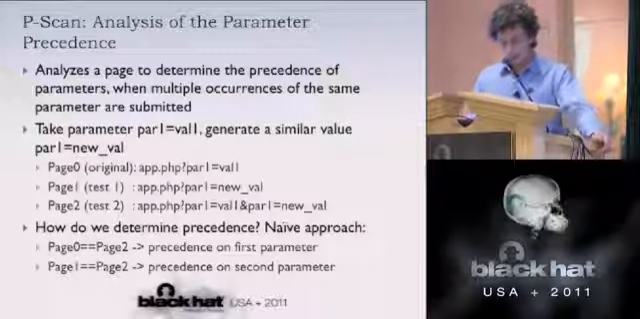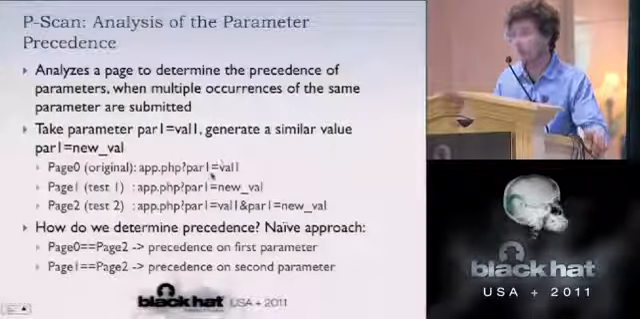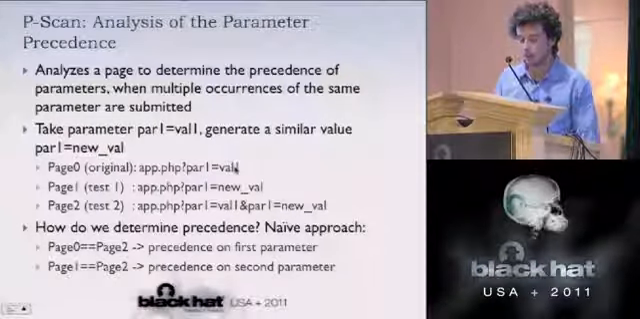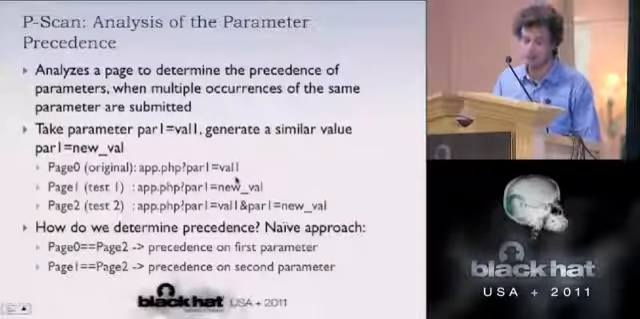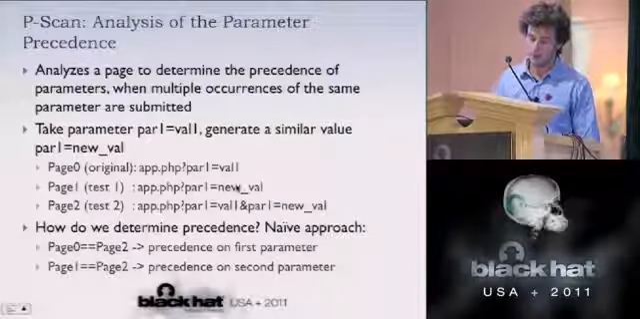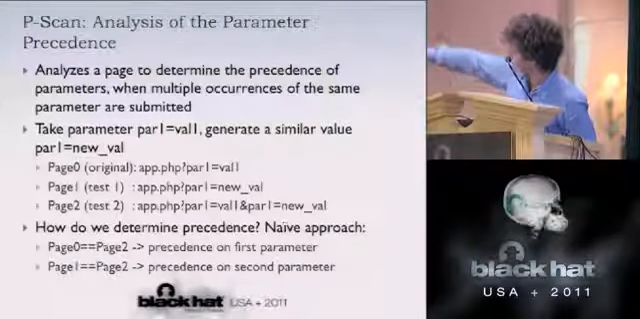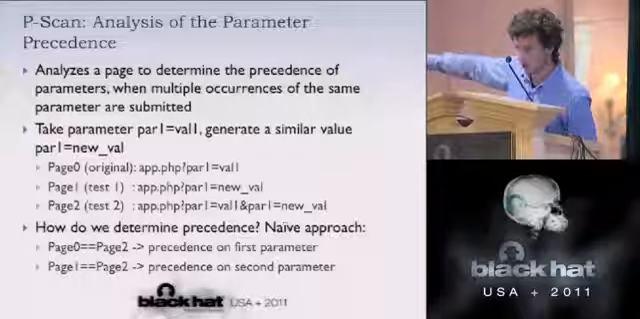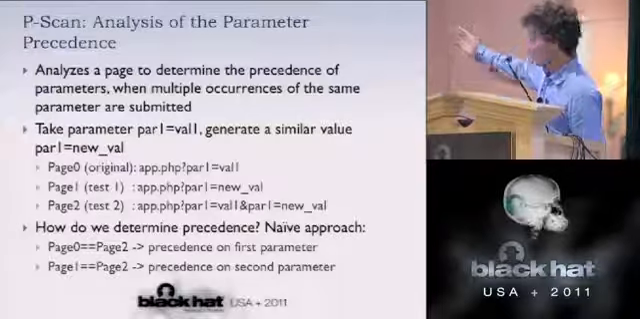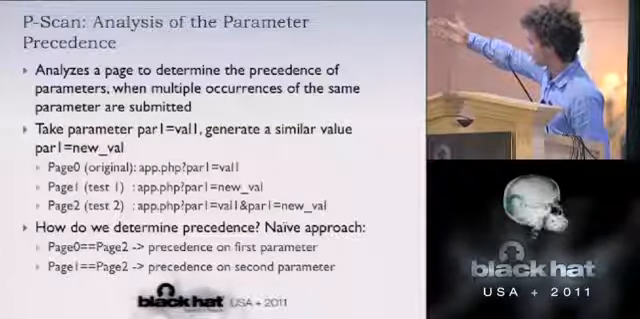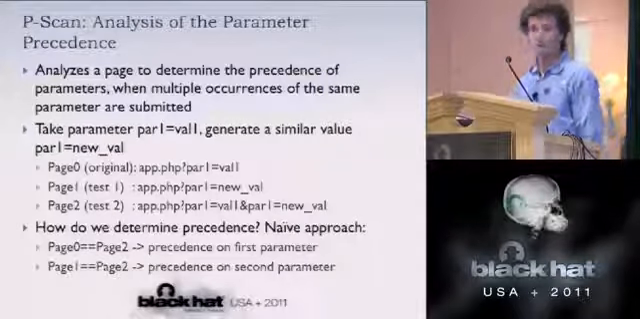So what it does is, if you have a page like this one, where you accept just a single parameter called par1, it generates a new value for this parameter. If, for example, this is a number, it generates another number, makes a request and gets the answer. Then it generates another request where you have two parameters with the same name but different values, and then just checks the answer. It's pretty straightforward. If page 0 is equal to page 2, the precedence is on the first parameter, otherwise it's on the second. So this is a very naive approach.